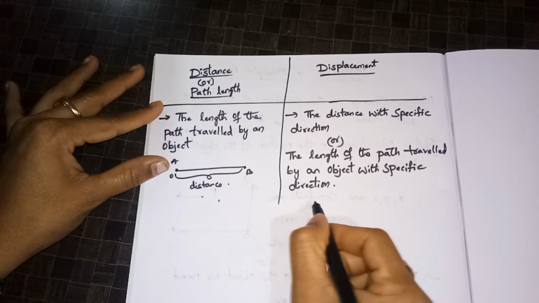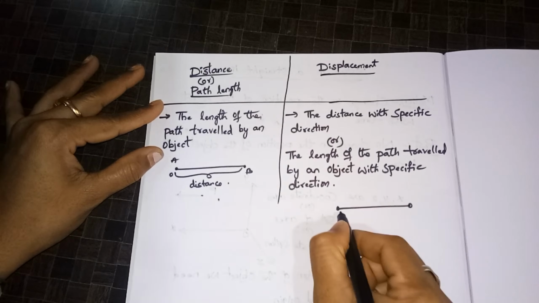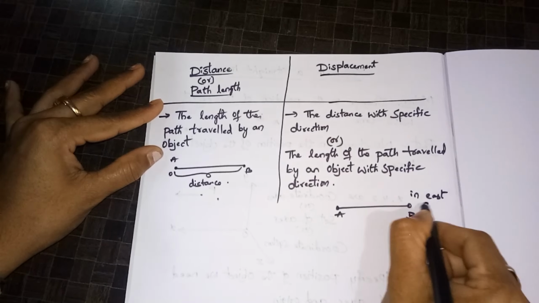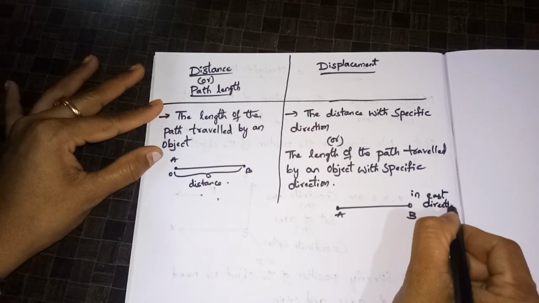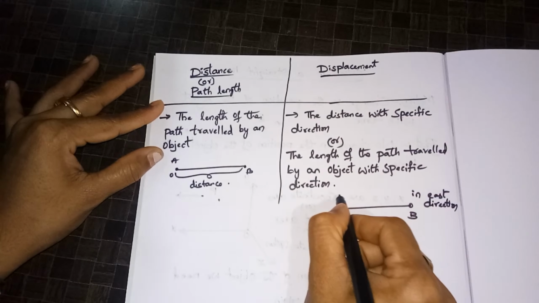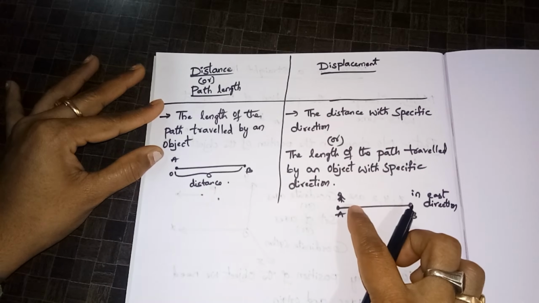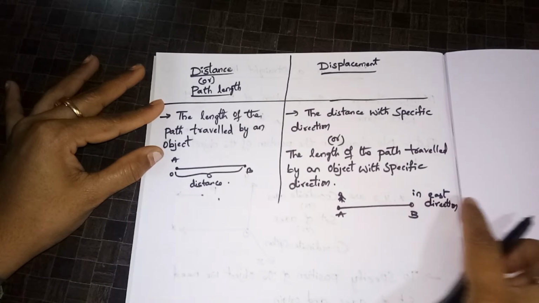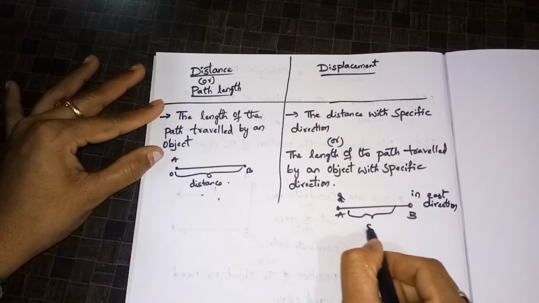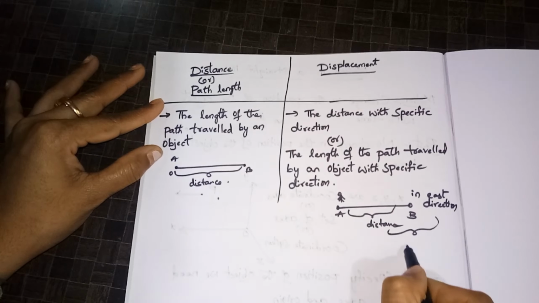Same, as an object is moving from A to B in the east direction, we have to specify the direction to find the displacement. Object is moving from point A to point B. We have to consider the length as well as direction. The length alone we call distance. So distance with direction, we call displacement.